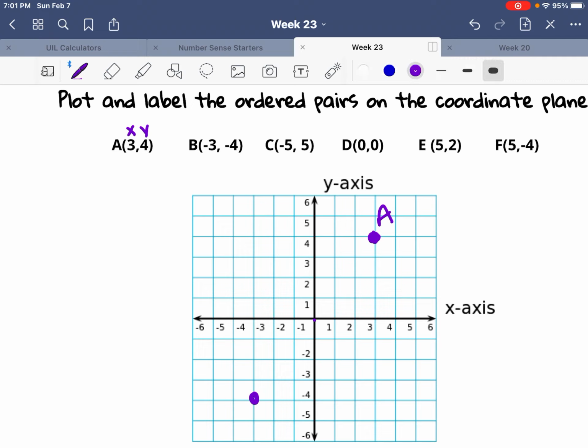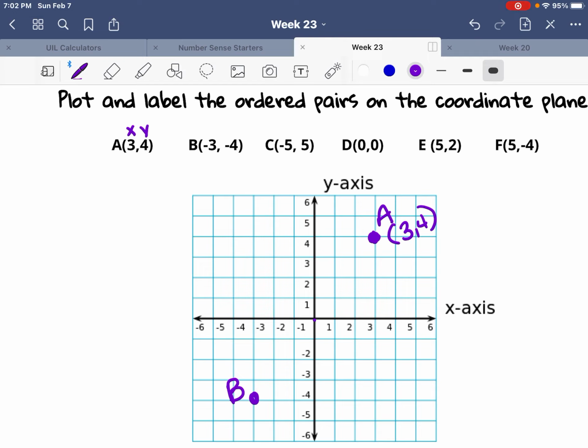And you always, always, always label your point. If they don't give you a letter to label the point, you label it with the ordered pair. So if this wasn't A, I would label it (3, 4). And there needs to be parentheses always around your ordered pairs. That's just how we do it.